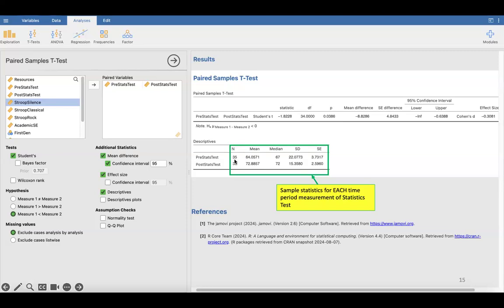We also have the sample size. Now the sample size is going to be the same because we have the same number of people here. So we have pre-statistics test, we have 35 people. Those same 35 people completed the post-statistics test. And then we have the mean. So again, the mean for pre was about 64. The mean for post was about 73. So descriptively, there's a difference here, but we need to look at our results for the test to see if we think we have evidence that this might be a meaningful difference, in terms of, do we think that this was just sampling error, we just happened to find a difference, or do we have evidence that this might be real, that it's unlikely that we would get this by chance?